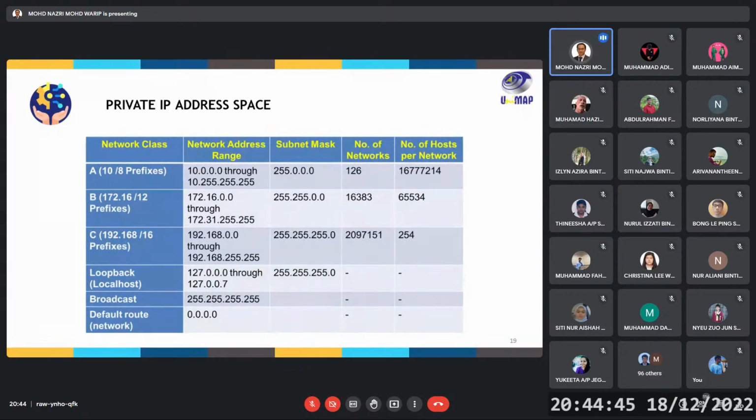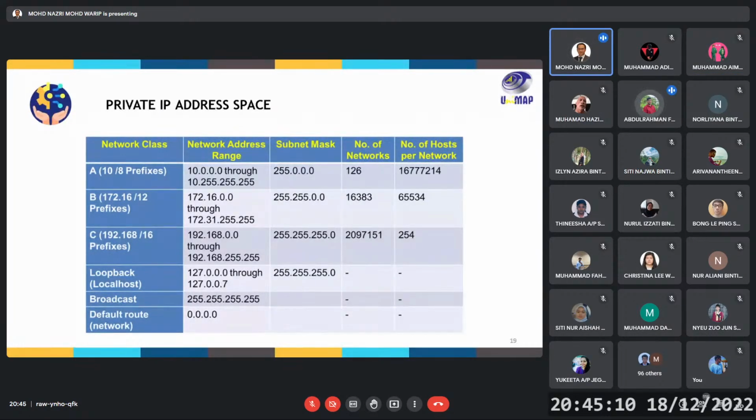Okay, now I switch to English. This IP address, where is it used? This IP address is used in local area network only. You need to remember this. That's it. Other than that, public. Understand?